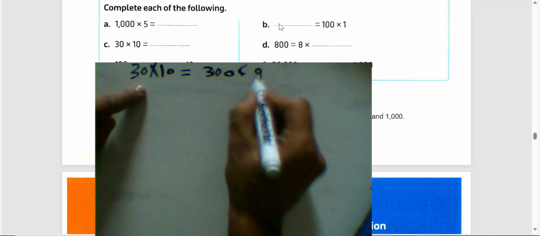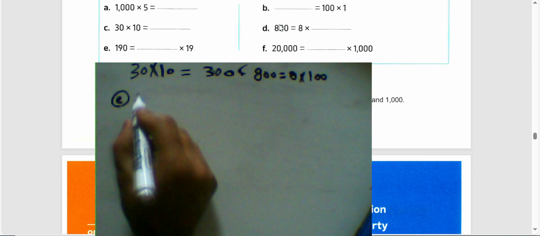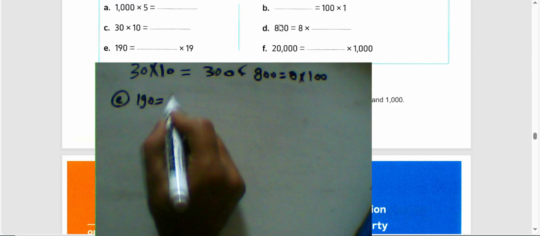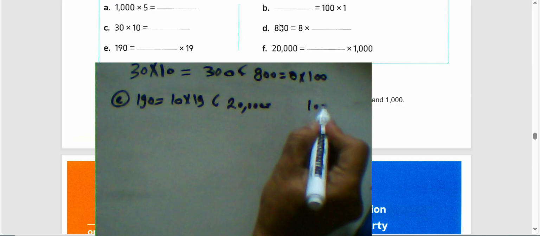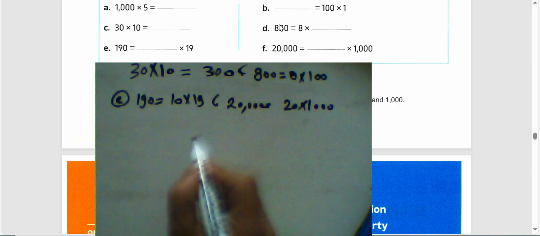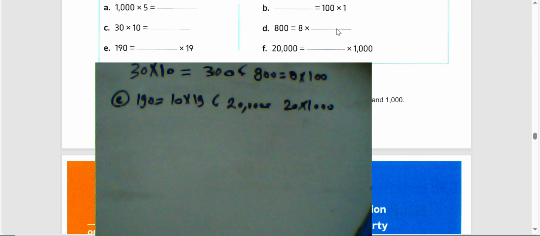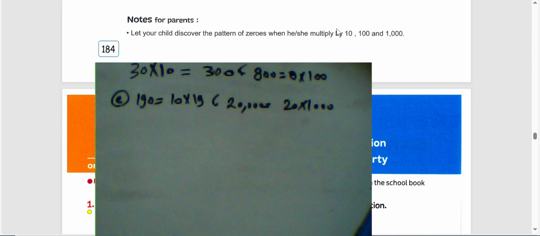And also 800 equals 8 times 100. Next question, letter E, 190 equals 10 times 19. 20,000 equals 1000 times what? Times 20. It's here, 20. Understood?